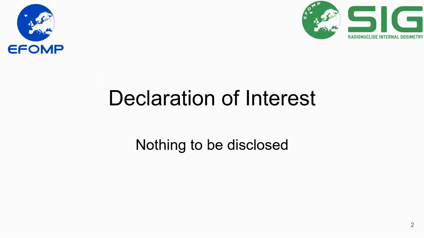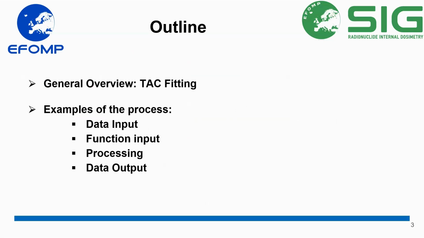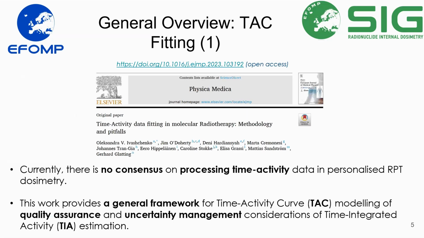There is nothing to be disclosed, and this is the outline of this webinar. We will start with a general overview of time activity curve fitting, and we will go through an example. This example is divided into several processes: the data input, the function input, processing, and data output. So let's start with the first one, the general overview of TAC fitting.